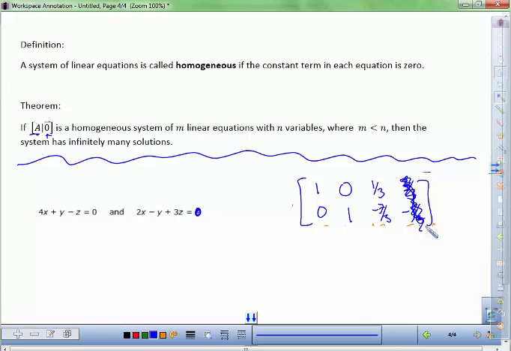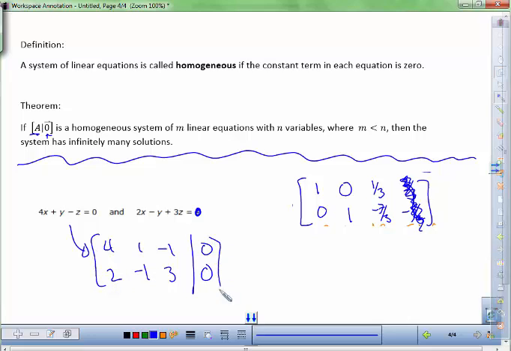so if the last column, if I have a couple of equations of planes that have zeros, then they would all intersect at the origin. And so if I were to write this as a system or as a matrix, we get 4, 1, -1, 0, 2, -1, 3, and 0. So this system is homogeneous.